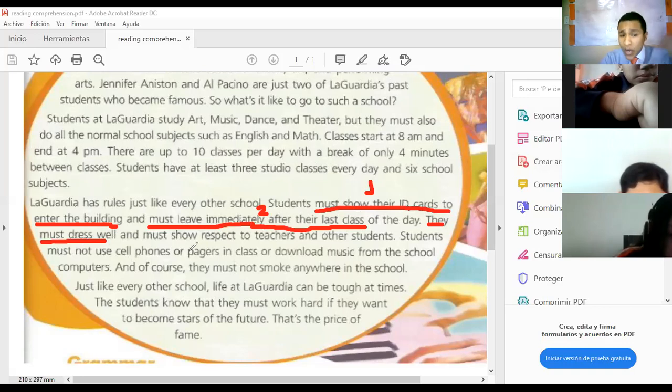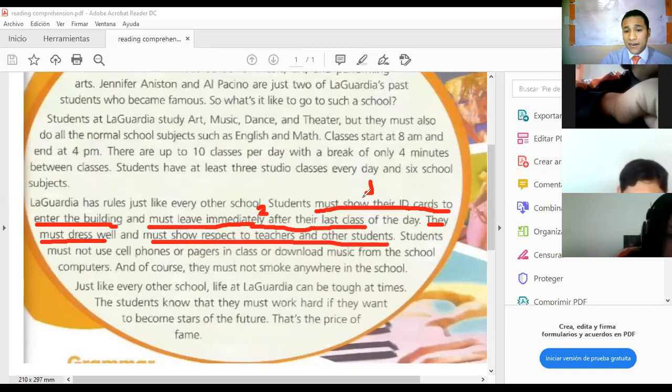They must dress well. What more, guys? They must show respect to teachers and other students. Excellent. Okay? Very good. Pay attention, guys. One, they must show their ID cards. Two, they must leave immediately after the last class. Three, they must dress well. Four, they must show respect to the teacher.